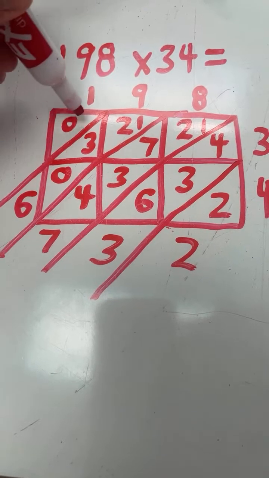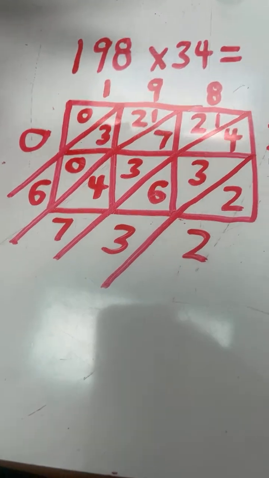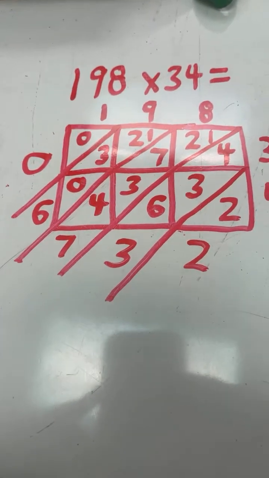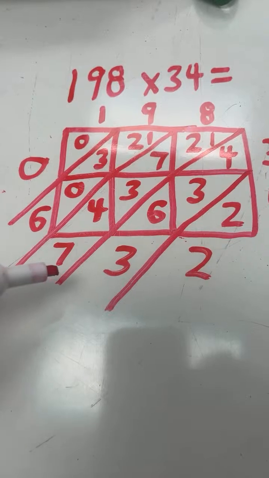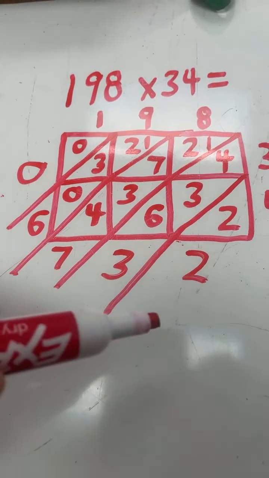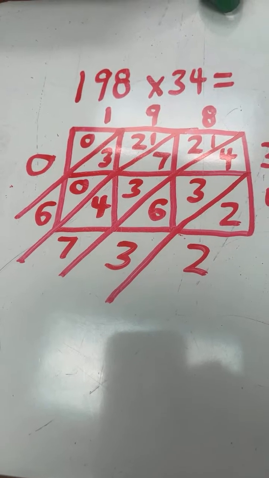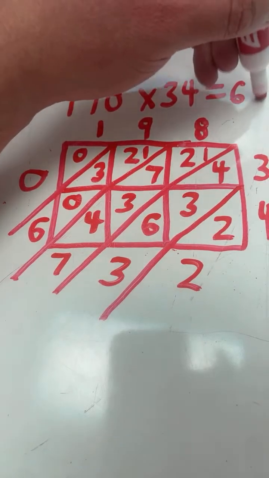And then we have a 0 going along this diagonal line. We could put it here or we could just leave it blank. But there's a 0 in the 10,000s place here. So we have our final answer. So we have a 6 in the thousands place, a 7 in the hundreds place, a 3 in the tens place, and a 2 in the ones place. So 198 times 34 equals 6,732.